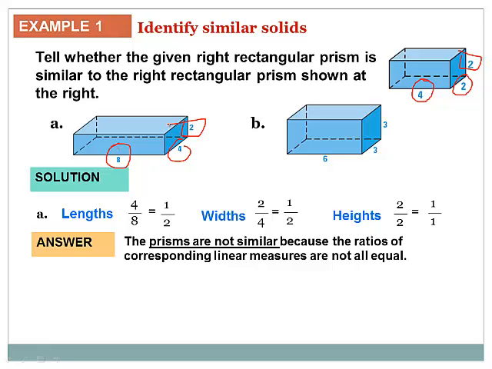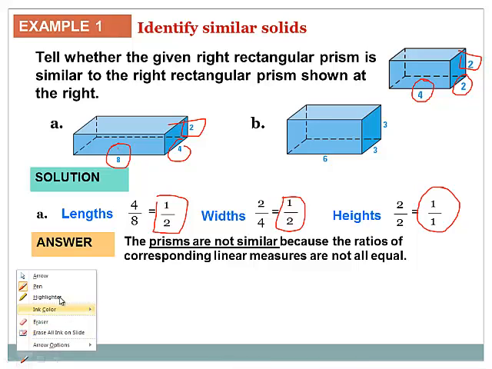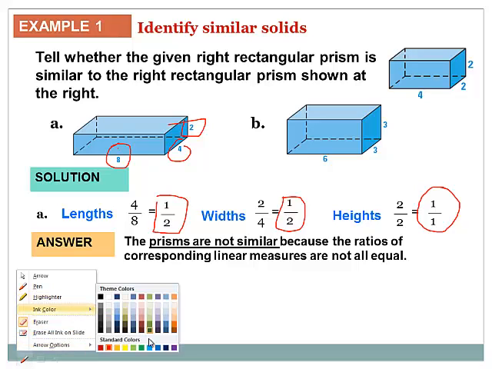What I mean by all the corresponding parts is that the 1/2 ratios are the same, but this one right here, the 1 to 1, is a different ratio. Therefore, they are not similar. So let's look at B now. I'm going to erase the ink up here, erase this on our figure at the right, and change to the color green.